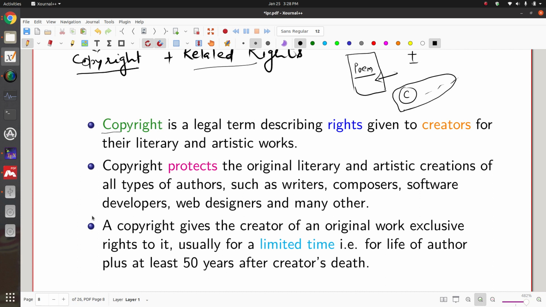So copyright is not given on the idea behind whatever you have created. It is given on the way of expression you have made. उस आइडिया को आपने कैसे एक्सप्रेस किया है, उस पर आपको कॉपीराइट मिलता है, not on the idea.